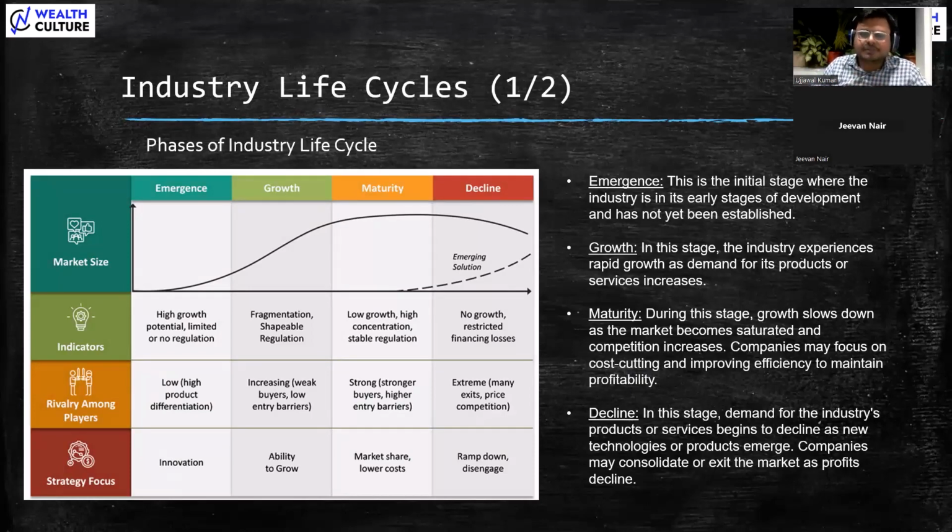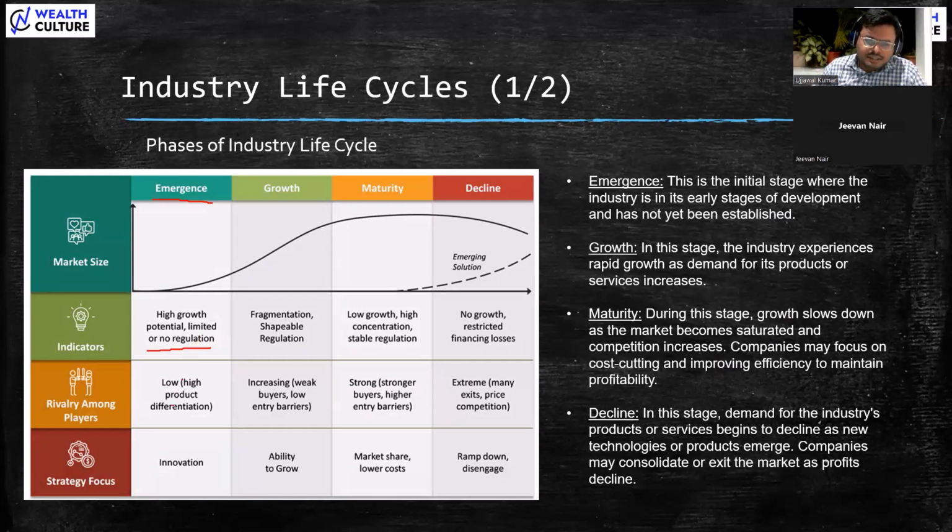So any industry, for example, will go through these four phases, whether it's the e-commerce industry or the automobile industry or even the airline industry. Every industry is going through one of these four phases. So I'll quickly cover these and then we take examples also. In the emergence phase, this phase is the very initial phase of the industry, right? Where the industry is in very early stages of development and has not yet been established. When we say not yet established, as in there is no regulation from the government.